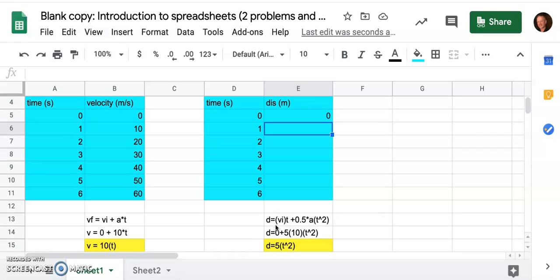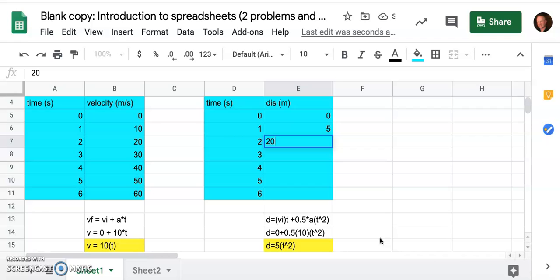If you use the kinematic equation, d equals v_i t plus half a t squared, v_i is 0, acceleration is 10, substitute your givens, and you simply get half the acceleration is 5t squared. So all you have to do is substitute your time into this equation, square it, and then multiply it by 5. So if you do that, you'll get 5 meters.